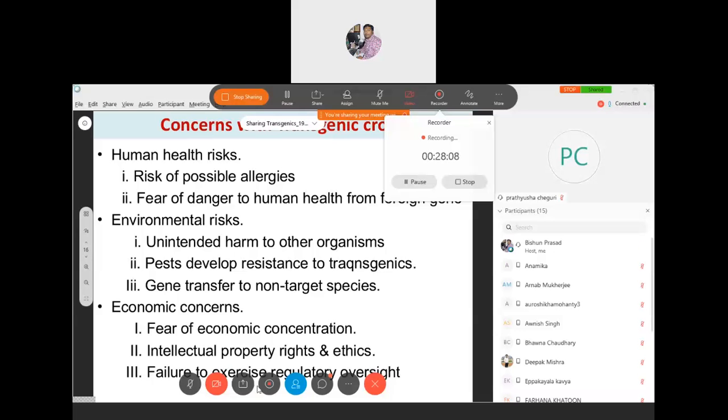And there is a failure to exercise regulatory oversight. So on this point we have to be careful. Whenever we release the transgenic plants for commercial cultivation, there should be strict monitoring by the regulatory bodies. So there are possible concerns, but if we are careful, then we can successfully manage that.